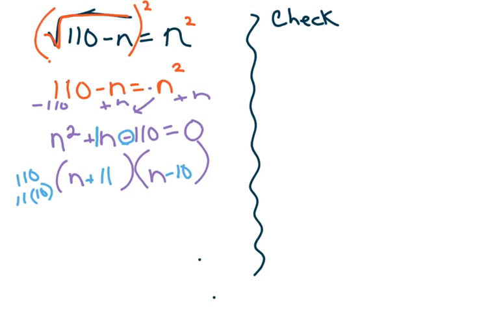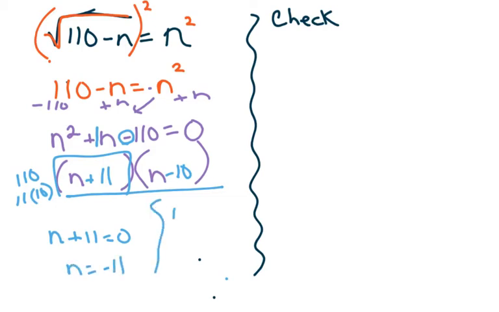And now here's where the zero factor property comes in. I'm going to take each one of these factors separately. They're in parentheses already. So n plus 11, and I'm going to make it equal to 0. Solving that, subtracting 11 from both sides, you get negative 11. Then you have n minus 10 equals 0. And solving that, you get a positive 10.